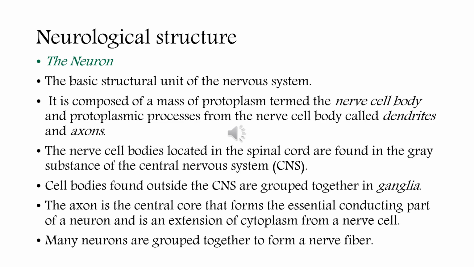The axon is the central core that forms the essential conducting part of a neuron, and it's an extension of the cytoplasm from a nerve cell. So we all know that the neurons have a very long axon, and this axon is how the signals are transmitted from the periphery to the center. Now, many neurons are grouped together to form a nerve fiber. So the nerve fiber is composed of many neurons.